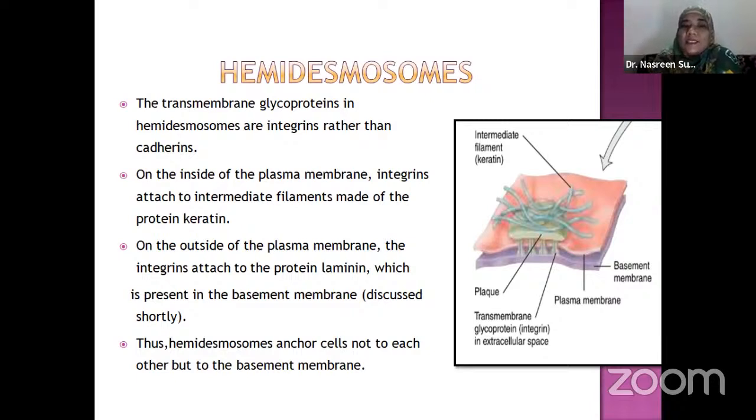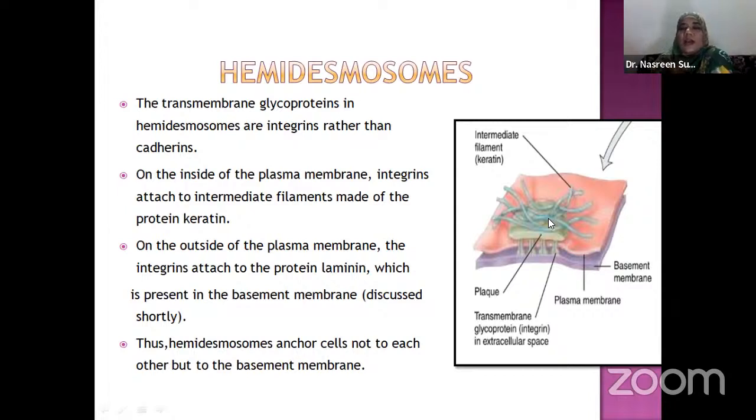Okay. On the inside of the plasma membrane, the integrins attach to the intermediate filaments made of the protein keratin. So here, inside, integrins attach to intermediate filaments, which are made up of keratin. These are intermediate filaments, or I can say integrins and keratins.